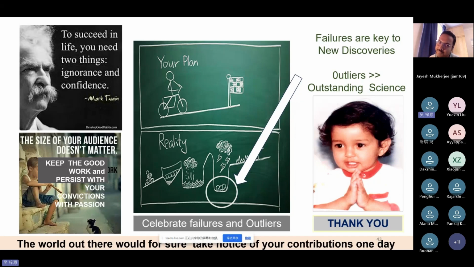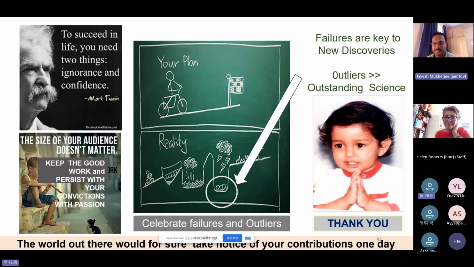Is Dr. Helen Roberts around? Yes, she's around and she has messaged. She says, thank you so much, Ashok. Lovely to be able to hear you talk today. I hope to be able to meet you again in person in the near future. Best wishes from Aberystwyth.